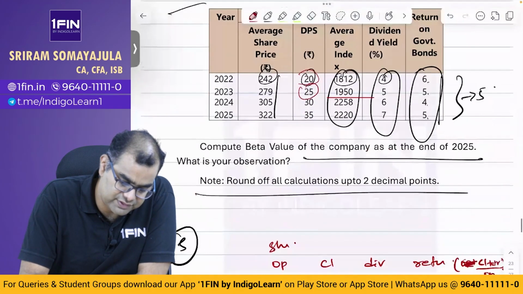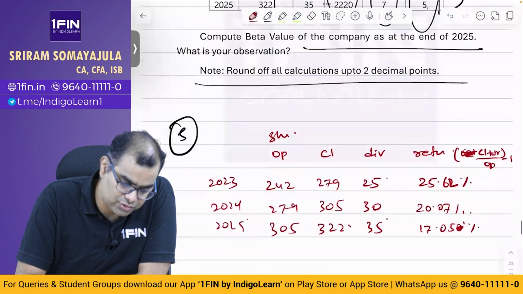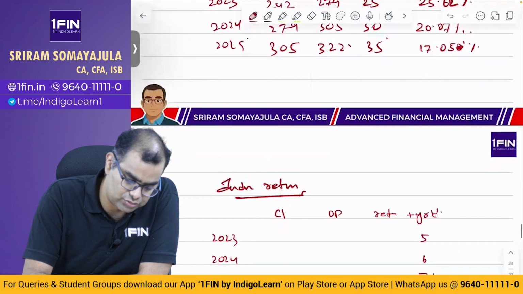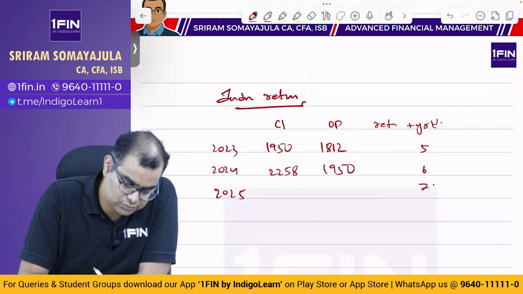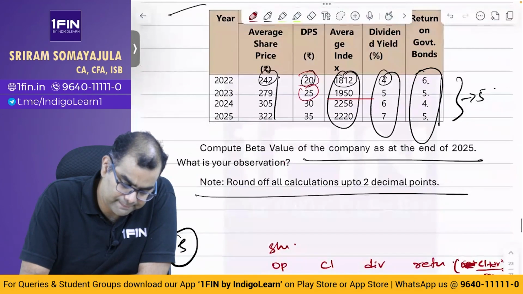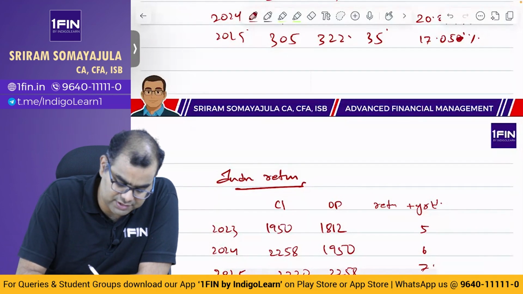Yield is 5, 6, and 7. I'll write this as 5, 6, and 7. This return we have to compute. What is opening and closing? 1950, 1812, 2258, 2220. Okay, so what is the return? 1950 by 1812 minus 1 is equal to 7.62%, plus 5%, that is equal to 12.62%.